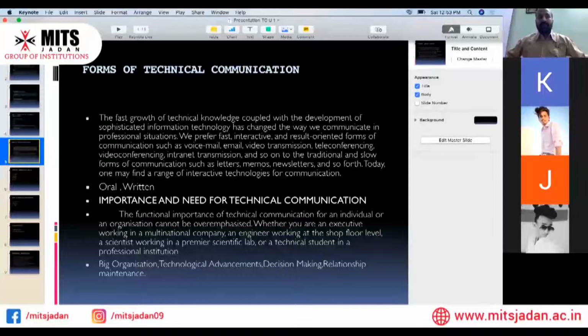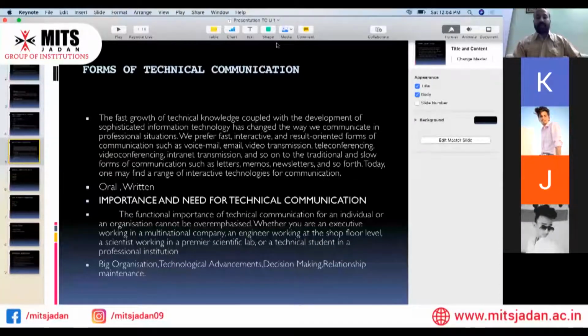Even communication plays a very important role. Correct technical communication also helps a lot to build the rapport of your organization or institute in the outer world. And the last one is relationship maintenance. If you are working in a big organization, then undoubtedly these things are very significant. You need to keep maintaining the reputation of your organization.